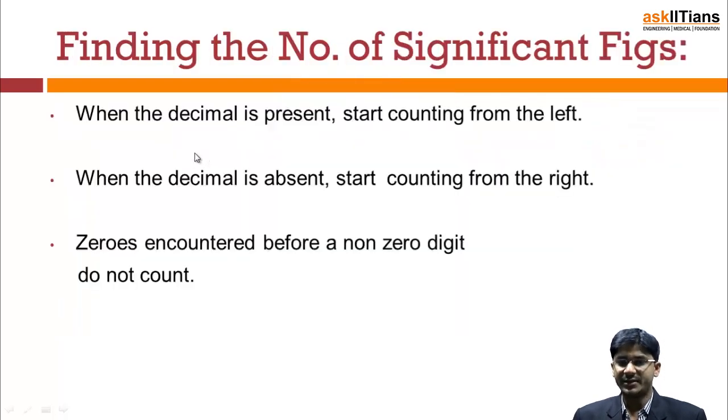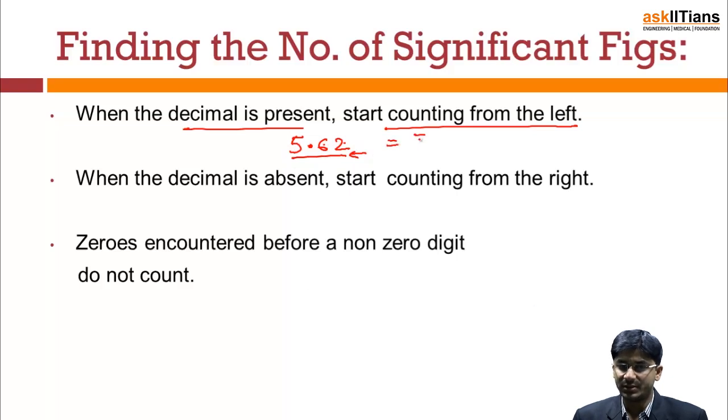Now how will we find the number of significant figures when the number has been given to you? If the decimal is present, we have to start counting from the left. Like suppose you have 5.62. Here I have a decimal, so start counting from the left: 2, 6, 5. So how many significant digits? There are 3.